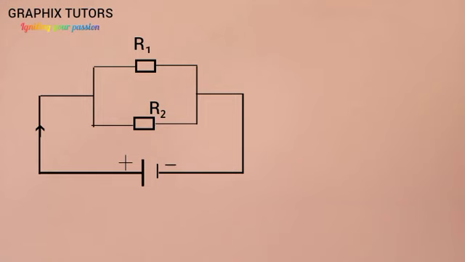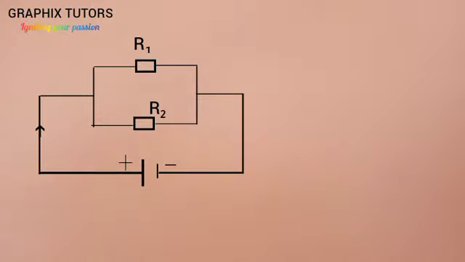Today we want to be looking at the current divider rule. If you look at the circuit displayed on the screen, we have a circuit that has two resistors connected in parallel. In the previous video I already explained what it means for resistors to be in parallel, but for those coming for the first time, I will explain.